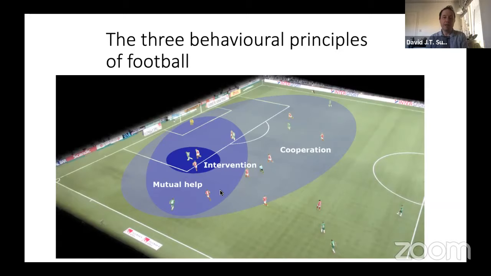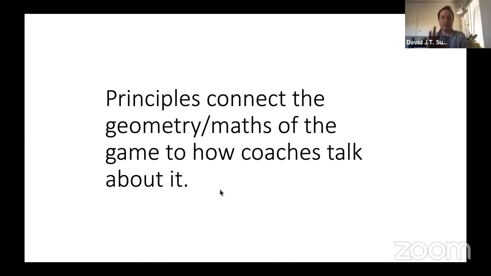I've previously done all of my research on looking at collective behavior of animals. When we look at movement of fish and birds, we often talk about different zones of interactions: alignment zones, repulsion zones, and attraction zones. It turns out a good starting description of football is to describe it in terms of these three zones. What I really like about these principles is that they connect together the geometry and maths of the game to how coaches actually talk about it.